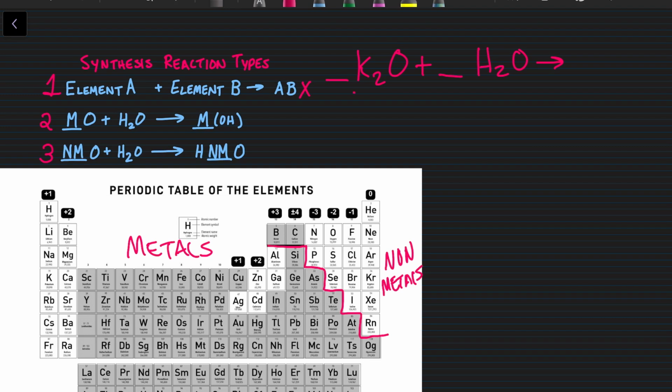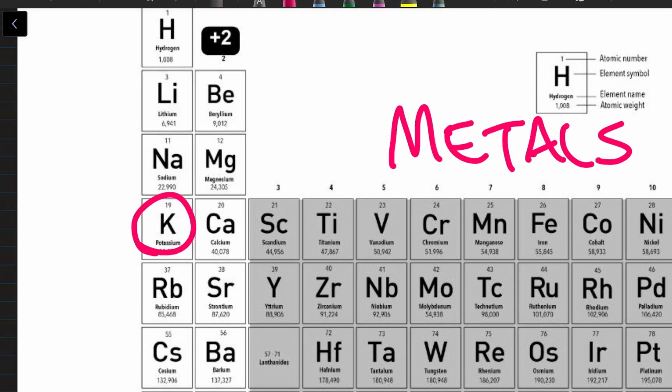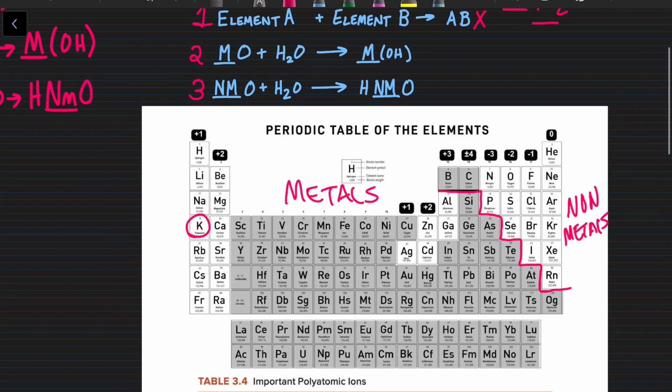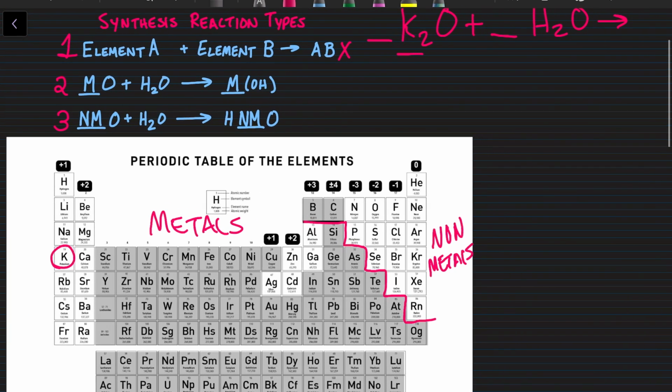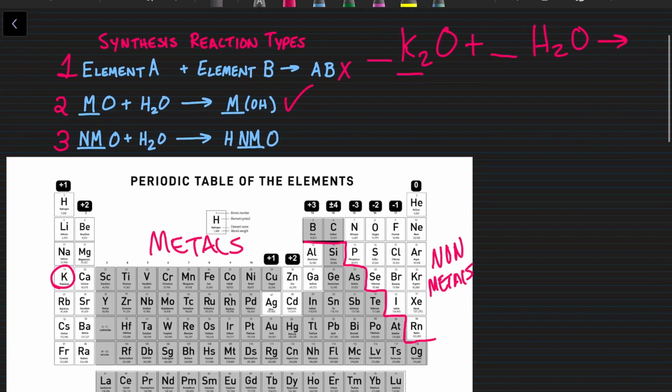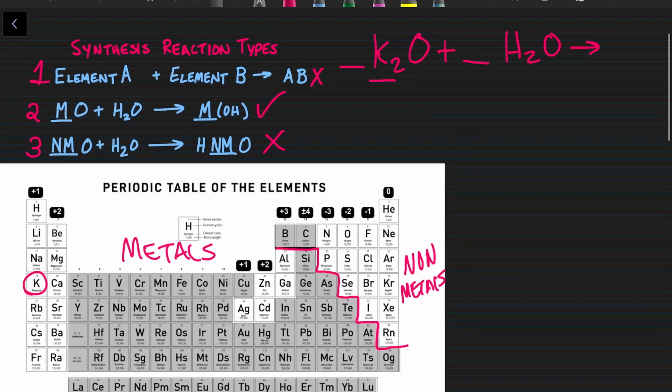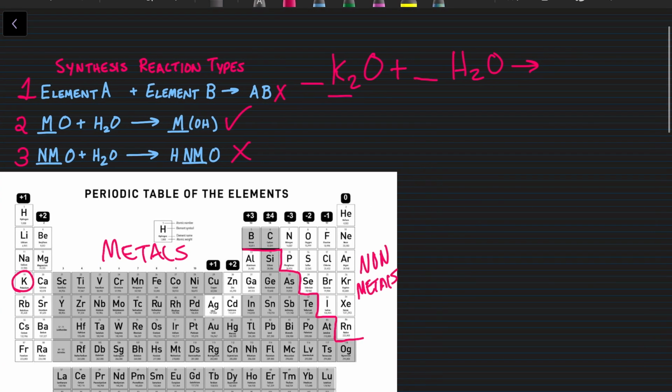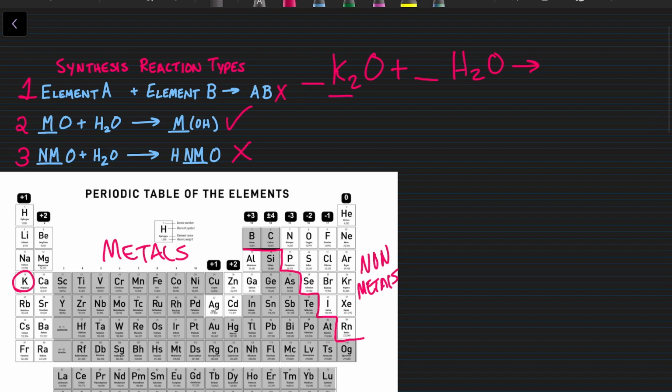Well, we see that we have water in there, so it's either going to be case 2 or 3, and the next one is potassium. We know that potassium is a metal, so we know that we're going to use case 2. Because we have case 2, we're just going to write down that pattern. So that M is going to be replaced with our K from the potassium, and we're going to put hydroxide in parentheses.